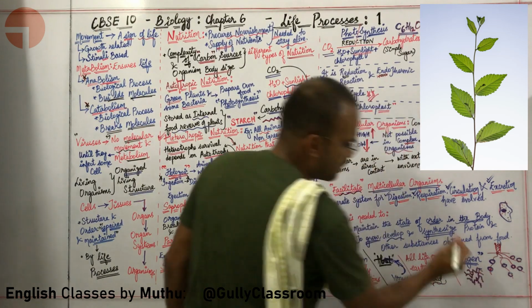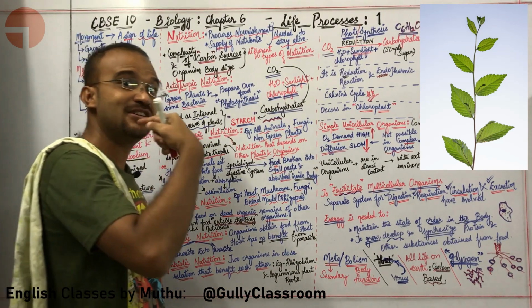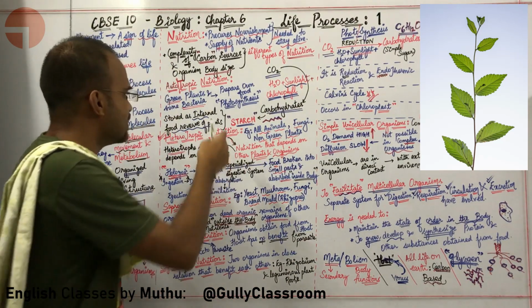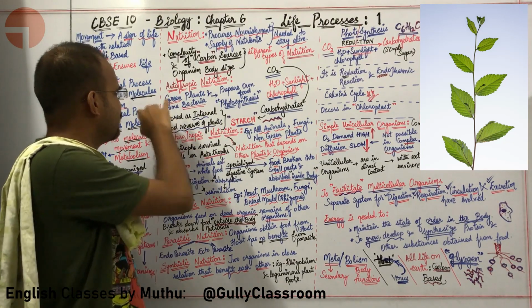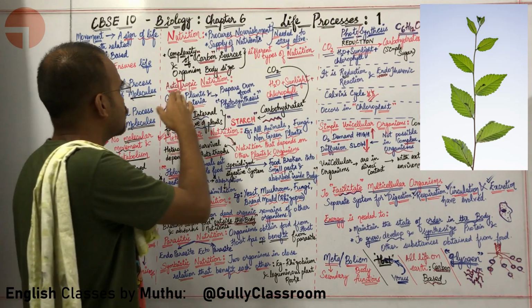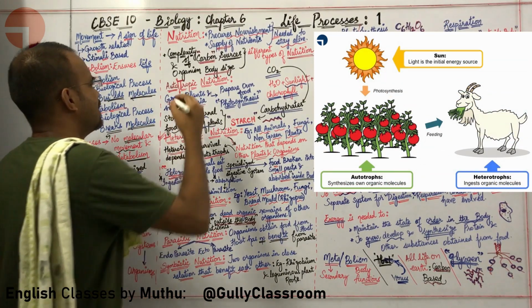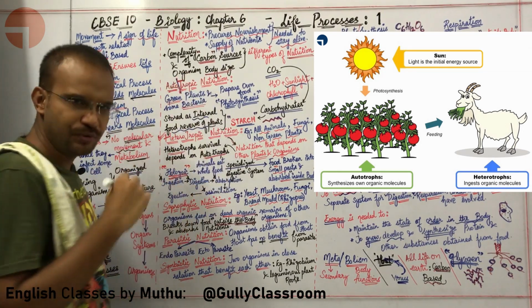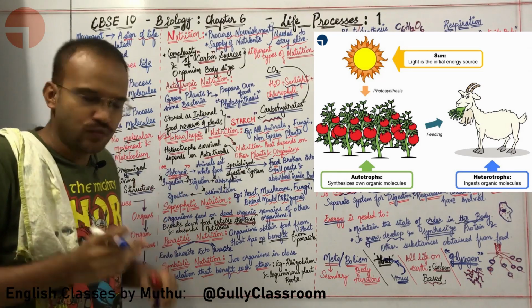So glycogen is the internal food reserve in animals. Starch is the internal food reserve in plants. Okay, sir. Do a very fast recollection of autotrophic nutrition. And also tell me, why is this called autotrophic nutrition? Because the plants automatically produce food.